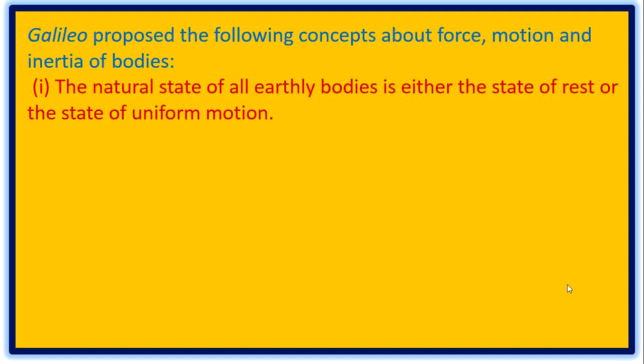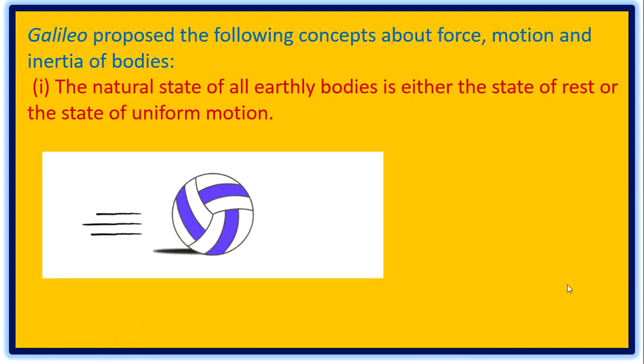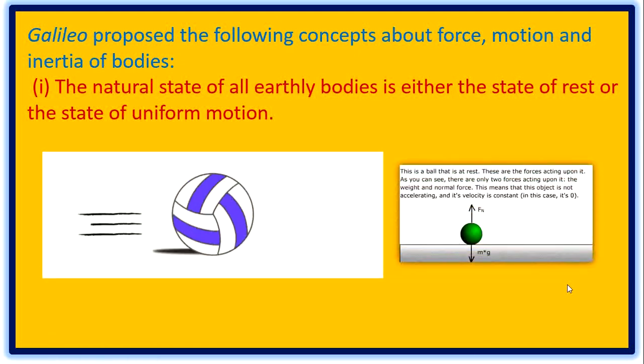The natural state of all earthly bodies is either the state of rest or the state of uniform motion. So the first concept of Galileo is that the natural state of all earthly bodies is either rest or uniform motion. The bodies are either in the rest position or in uniform motion.